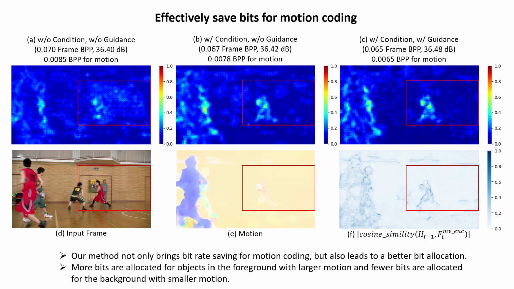That is because the complete interaction cycle can enable the more effective feature propagation on motion coding, which can better exploit long-range temporal correlation. We also use cosine similarity to measure the correlation between the propagated feature and the feature from the motion encoder. It can provide some information to help understand why our method is able to save the bit cost and make the bit allocation more reasonable.